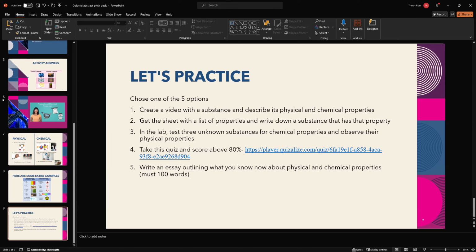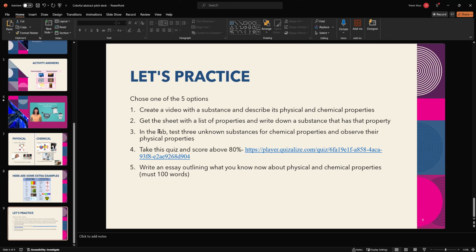The next option is to take this sheet of paper that I have with a list of properties and write down a substance that has the property. So for example, if it says, is silver in color? Okay, that could be lots of metals. That could be lead. Okay, that could be chrome. Any of those would be good, good substances that match the property.